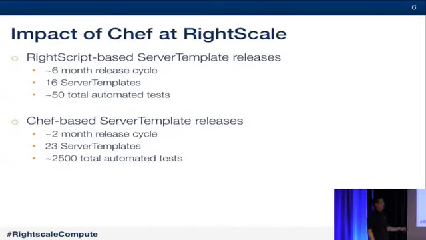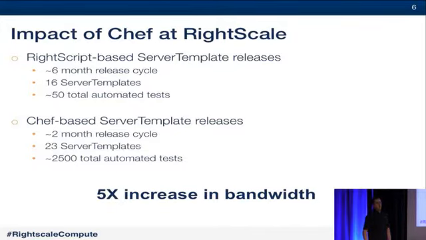And it's a totally different picture. These server templates, now we have 23 of them instead of 16, so we have more of them. We release them on a 2 to 3 month cycle, so much more frequent releases. And every release, including during the development, we run over 2,500 automated tests on those servers. So you can see the scale that Chef enabled us to achieve by moving from scripts to Chef. Over a 5 times increase in bandwidth of what our development team was able to produce. And again, these guys are developing server templates that mirror what you guys should be doing too with your applications and how you need to configure them. It's the same kind of stuff.